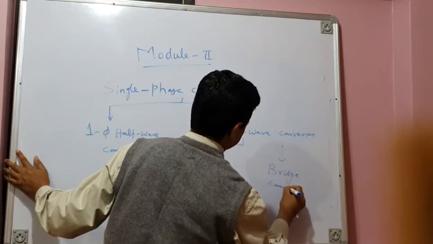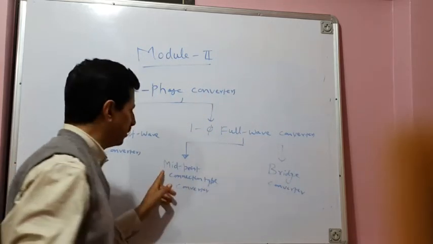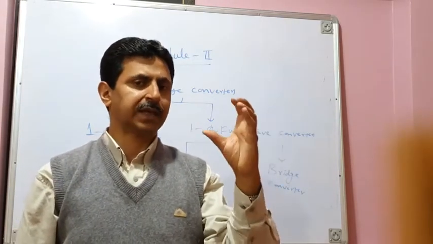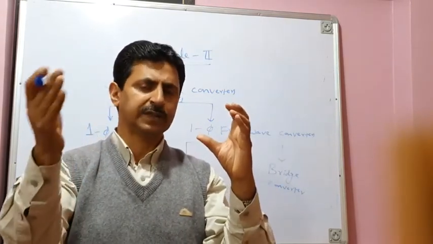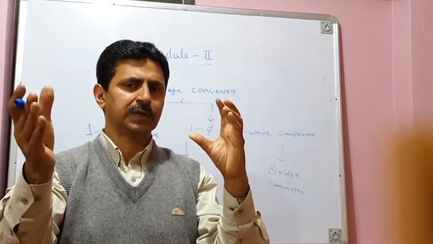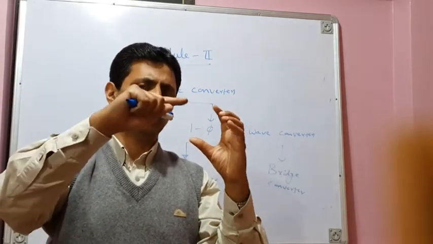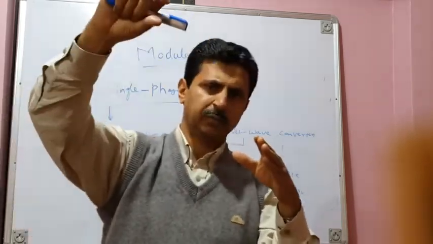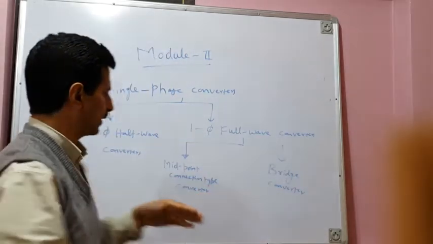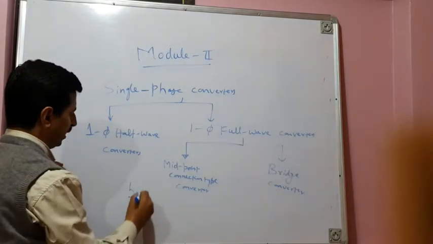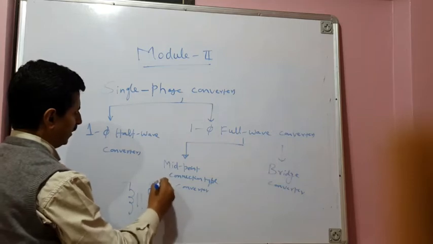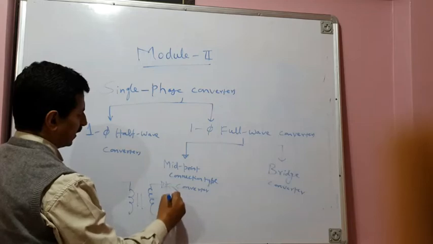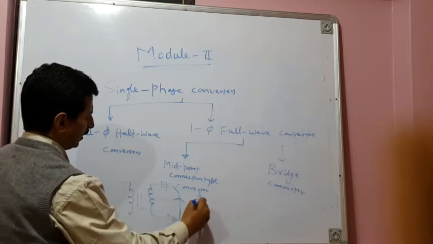Now, as far as this midpoint connection type converter is concerned, here you will have a transformer with primary, and secondary will have a center tap. I hope you have already studied it in your electronics course. You have a center tap transformer, and then you have two devices. One, if it's a rectifier, we have one power diode there and one power diode here. It is something like this. This is transformer primary. This is transformer secondary. You have one device here, another device here, and then these devices are connected together and load is connected like this.